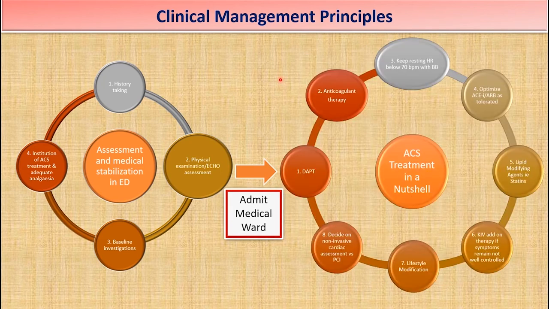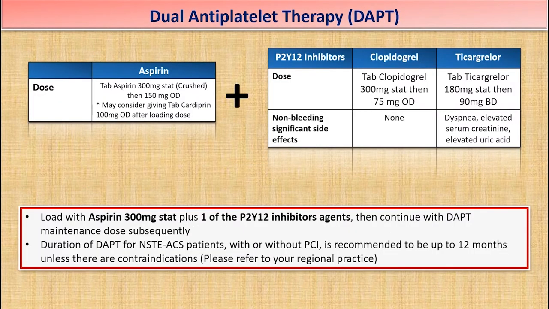So this diagram summarizes nicely to you the ACS treatment in a nutshell. It may look a bit daunting because it looks like there are many components in this management, but don't worry, we'll take you through one by one in the subsequent slides. When an ACS treatment has been established in the emergency department, the patient will receive dual or double antiplatelet therapy, which consists of aspirin, as well as one of the P2Y12 inhibitors represented by clopidogrel or ticagrelor.